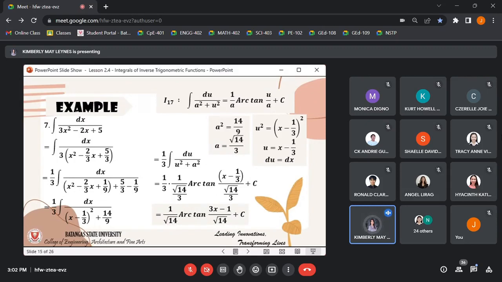May question po ba sa number 7? Okay, so I think wala naman pong question. Tandaan po, a-apply lang po natin yung perfect square trinomial by completing the square. Makakakuha tayo ng dalawang terms na gagamitin, u squared and a squared.